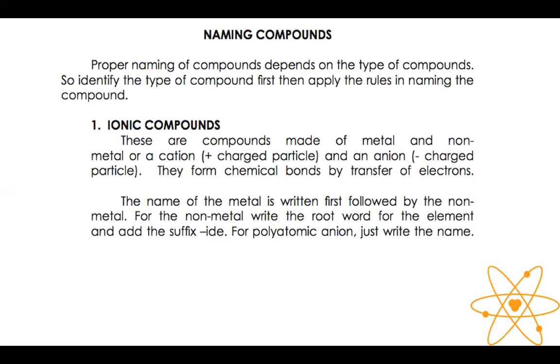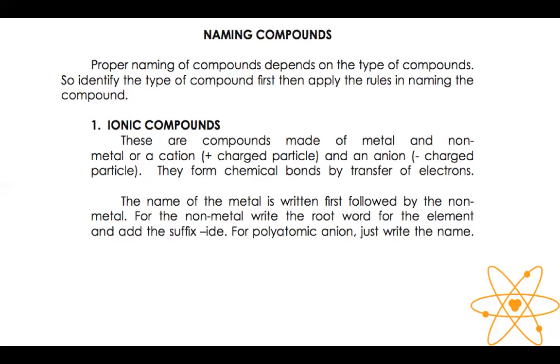So they form chemical bonds by transfer of electrons. So by transferring of electrons for this particular compounds, or for this particular elements, the metal and the non-metals, by having a chemical bond, they will form an ionic compound. The name of the metal is written first. So this is the rule. The name of the metal is written first, followed by the non-metal. So you have to write first the metal element, the name of the metal element, then followed by the non-metal.